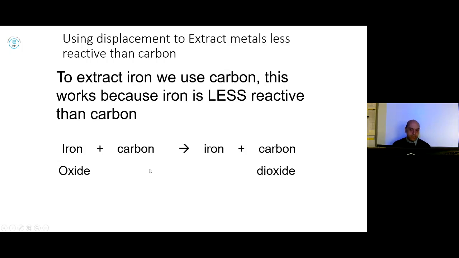So the overall process, we could simplify this reaction as below. You can see there I've got my iron oxide and carbon, and you can see that the carbon has displaced the iron. As you remember earlier, we said carbon, we source that from coal. We have to process the coal, purify it before we use it, but that's your main source.